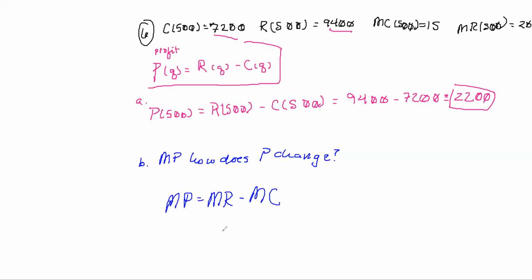Exactly. So this MP concept is going to be the change in revenue minus the change in cost. So the change in revenue is going to be $20, so the revenue you gain is going up $20 if you make 501. On the other hand, you're also paying $15 more, so your net profit gain is going to be $5. And that is problem 6. You guys know exactly what was going on.